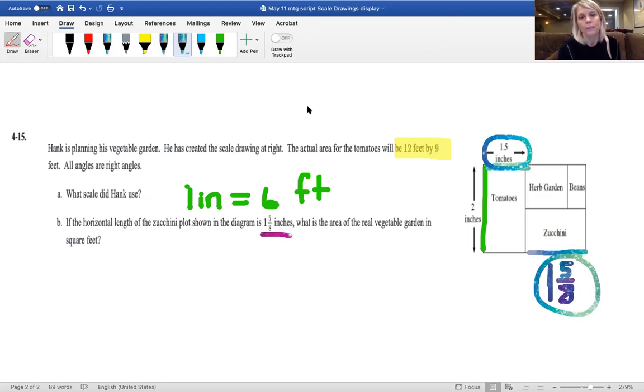So someone could tell me what I'm gonna do with 1 5/10. Well, not multiply. We're gonna multiply later, but not yet. So I don't wanna multiply. Well, this is 1.5. This is 1.5 inches, and 1 inch equals 6 feet. That's the original.